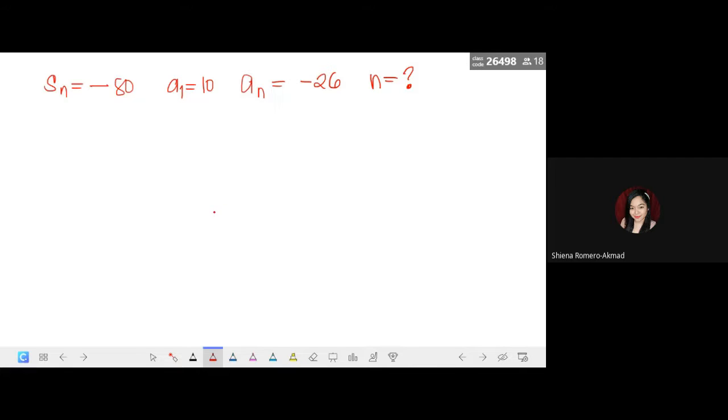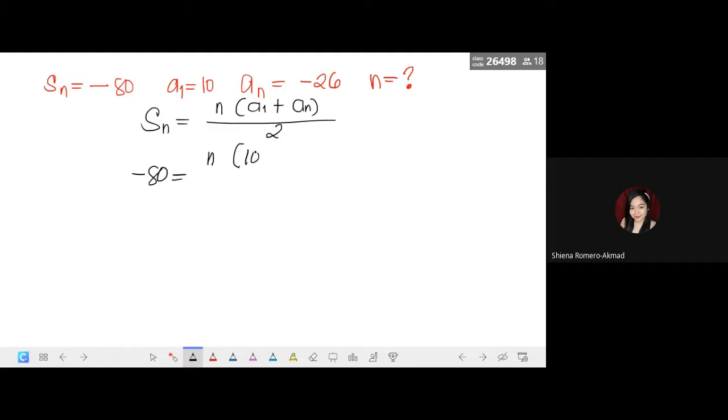So, ano yung gagawin natin dyan? Ang gagawin natin dyan is we will use the formula, pero since may last term ito, gagamitin natin yung formula na may last term. And that is S sub n equals n times the first term plus the last term divided by 2. Substitute natin. S sub n natin is negative 80 equals yung n natin is unknown.